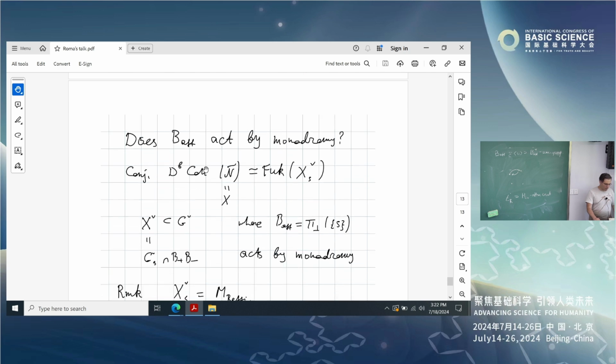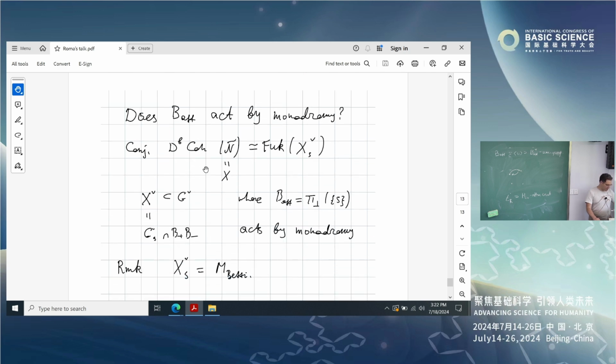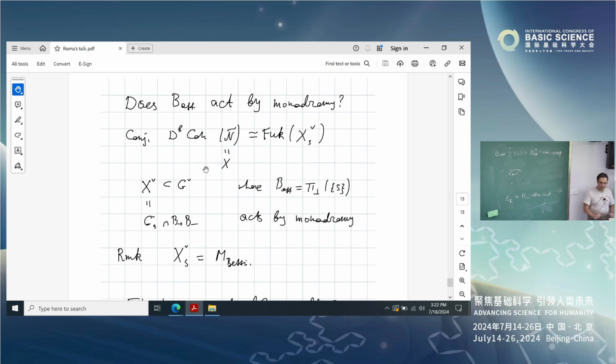But okay, so maybe I want to finish with explaining something that can be seen as a stronger answer to the question about the topological nature of the affine braid action. And so this is some paper in progress. Should appear somewhere.